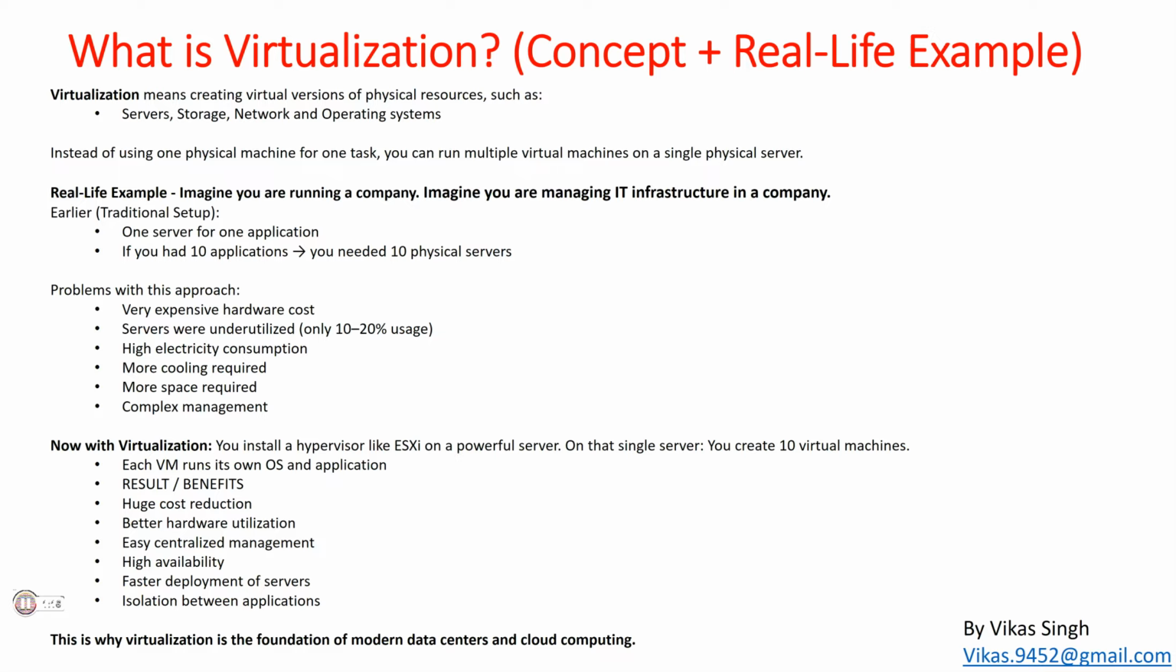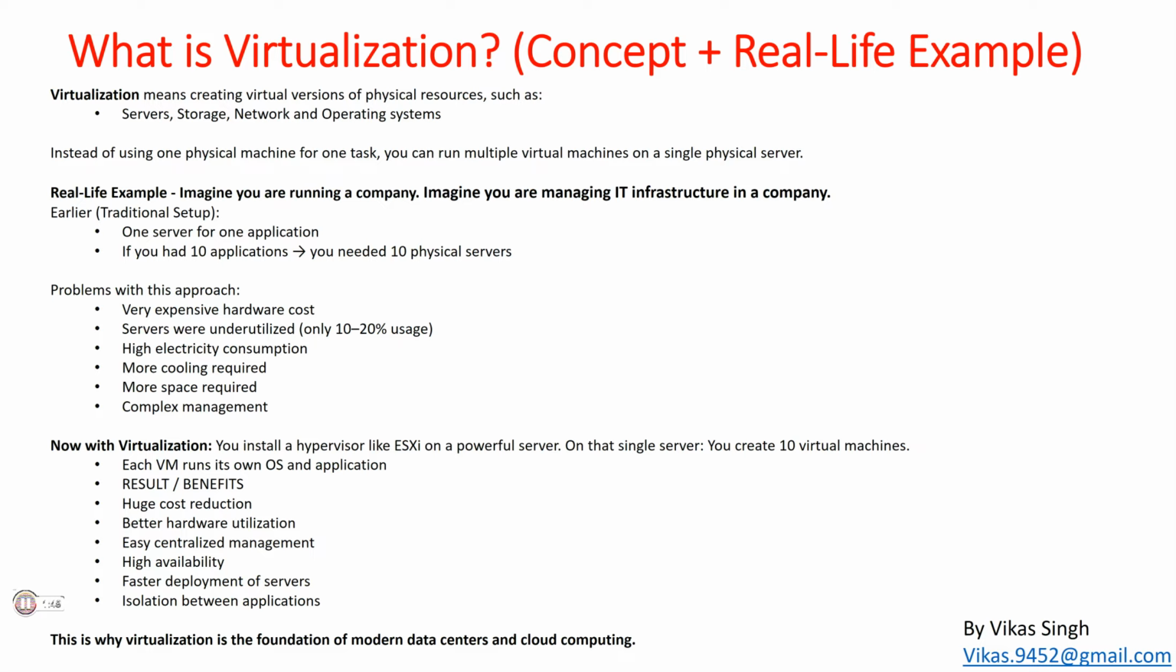For a real-life example, let's say you are managing the IT infrastructure in a company. In a traditional setup, one server runs one application. If you have 10 applications, you need 10 physical servers. Now think about the problem. It has high hardware cost, very low utilization of around 10% or 20%, high electricity consumption, more cooling requirement, more rack space, and complex management. Now with virtualization, you can install a hypervisor like ESXi on one single powerful machine.